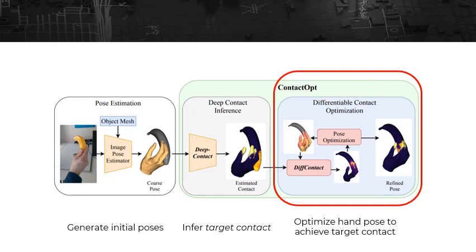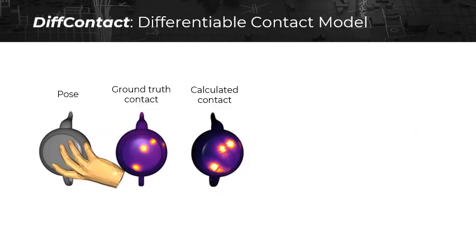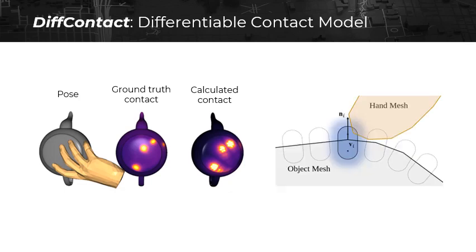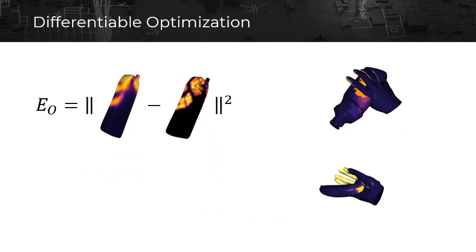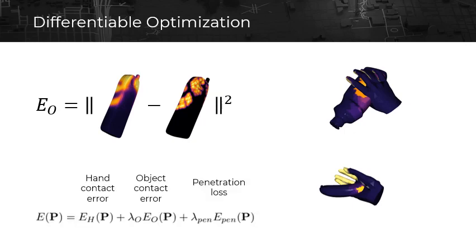After contact inference, the optimization loop adjusts the pose of the hand to actually achieve this target contact. We develop a method to estimate contact maps based on the current hand and object pose. We used a distance-based method where nearby hand and object vertices are marked as in contact. This function is differentiable. We implement this differentiable optimization using PyTorch. The loss function minimizes the difference between the target contact and the current contact. The loss function minimizes error for both hands and objects, and also has a penetration factor to discourage when the shapes intersect.